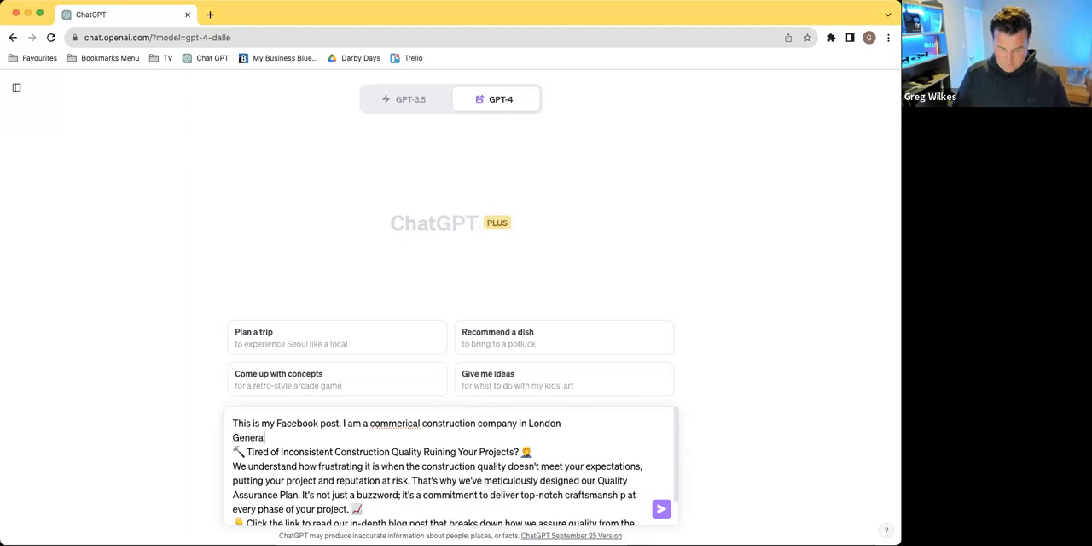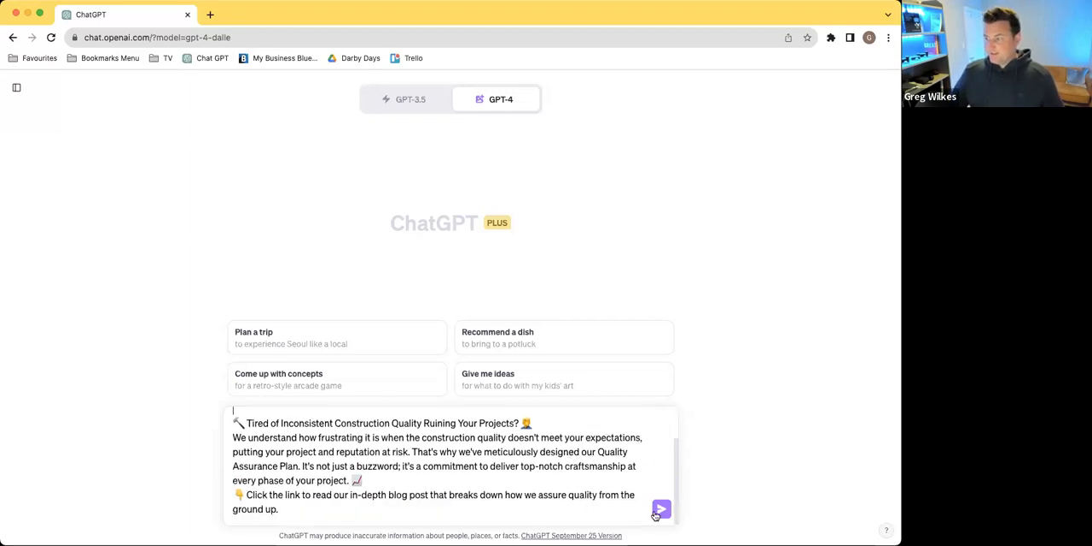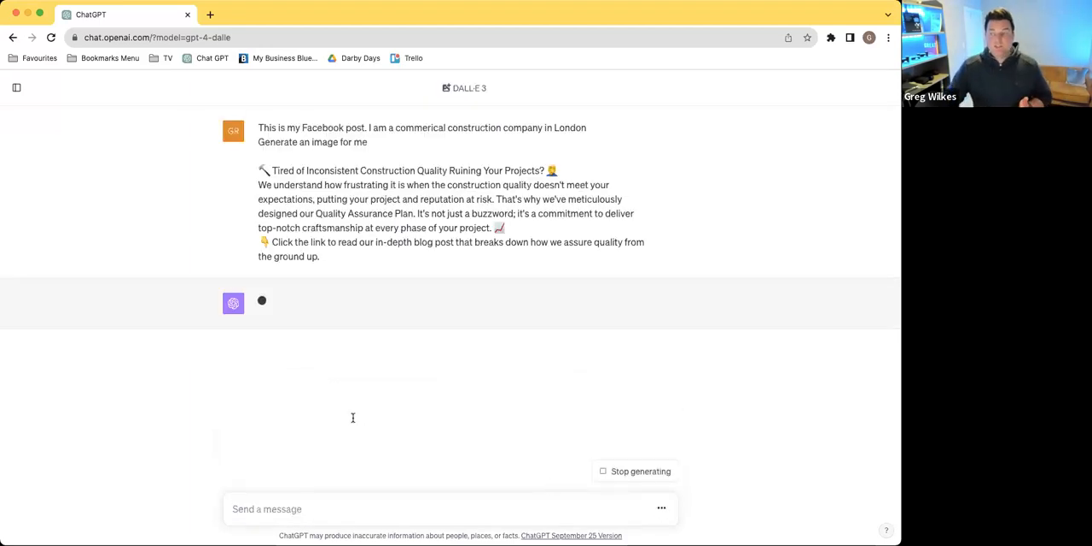Generate an image for me. All right, now watch this. This is going to blow your mind. I just hope this works live. So that's going to start thinking about an image that we can now use on Facebook, and it's going to be a completely unique image that no one else has got, because this is generating this on AI, and you don't have to pay, apart from paying the $20 a month, you don't have to pay any extra for this. You're just going to get a ton of images through that are really going to work.